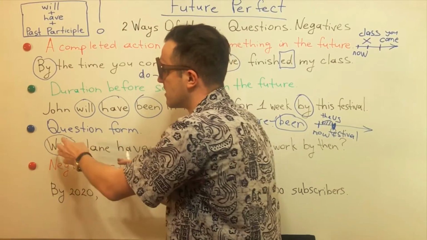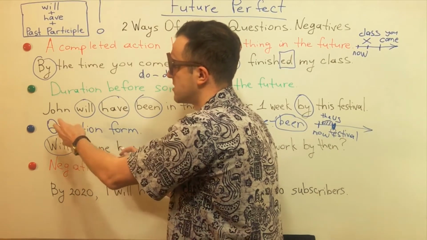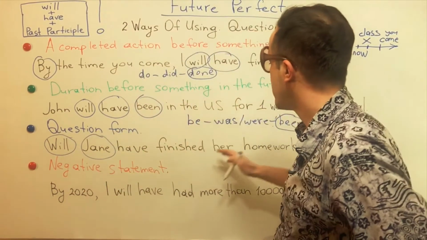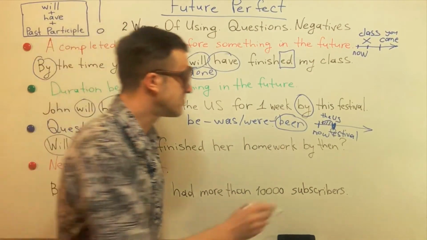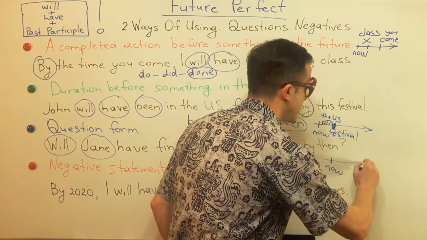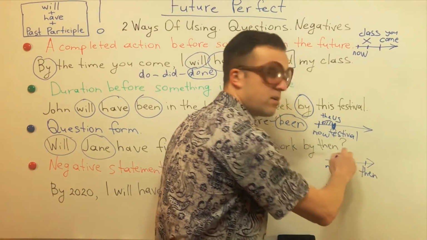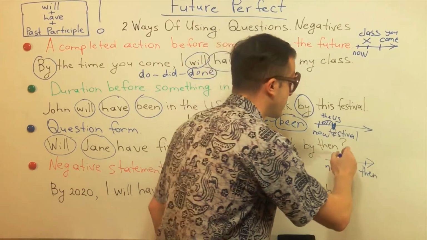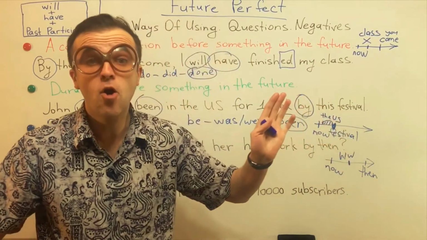Like will and Jane. Jane was in the first place, but now Jane is in the second place. So: Will Jane have finished her homework by then? So here's by then. Here's now, here's then, and here's Jane. So somewhere Jane will have finished her homework. Okay? I hope it's clear.